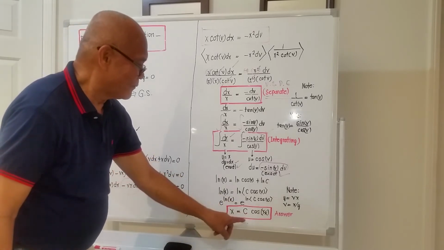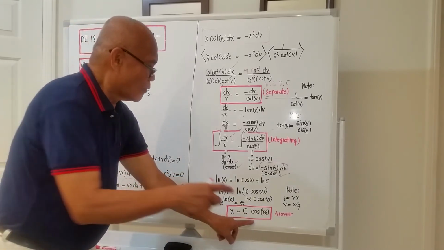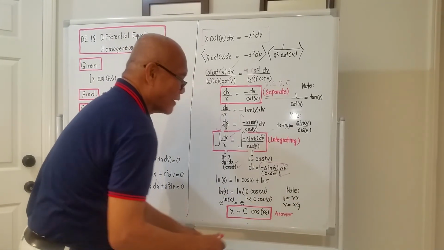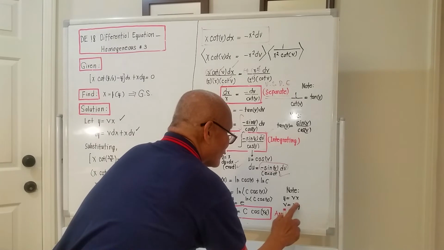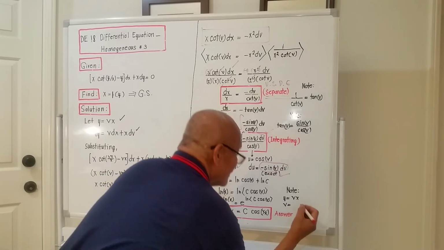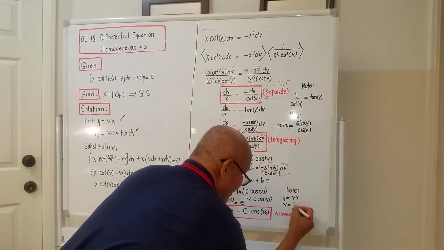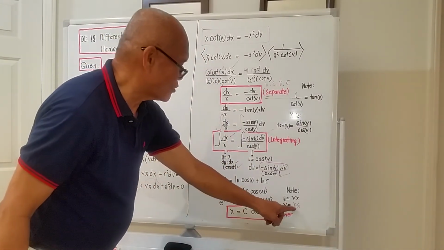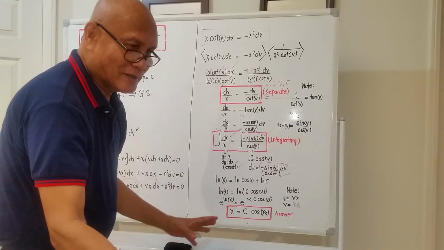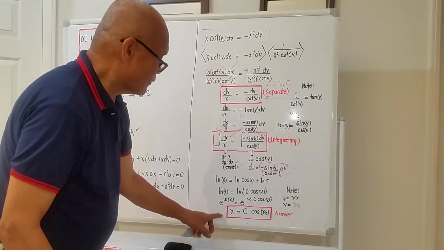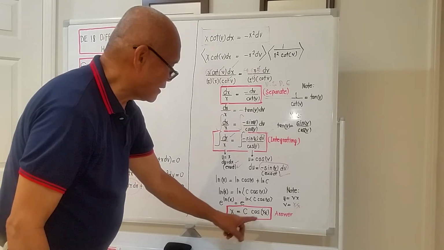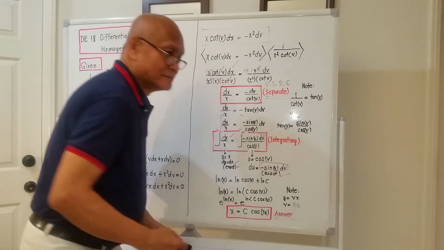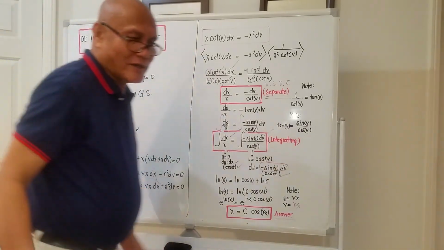equal to c cosine of b, but b is actually y over x. Sorry for this one, guys. It should be y over x. So we could replace this b here by the ratio y over x. So our final general solution will be x equals c cosine of y over x. That is our final answer. Okay? That's it, guys.